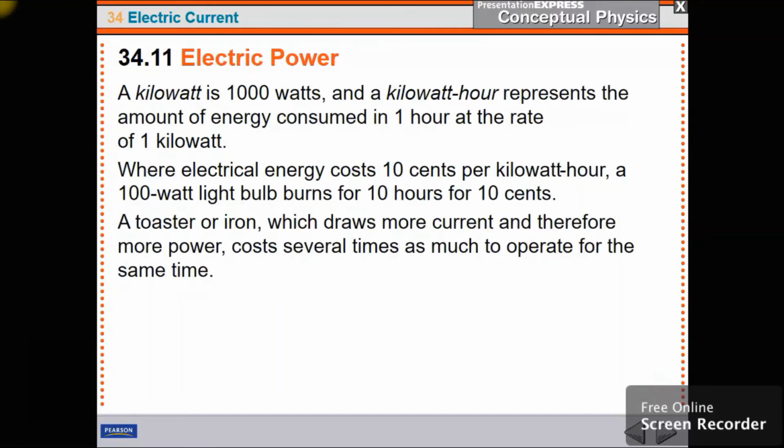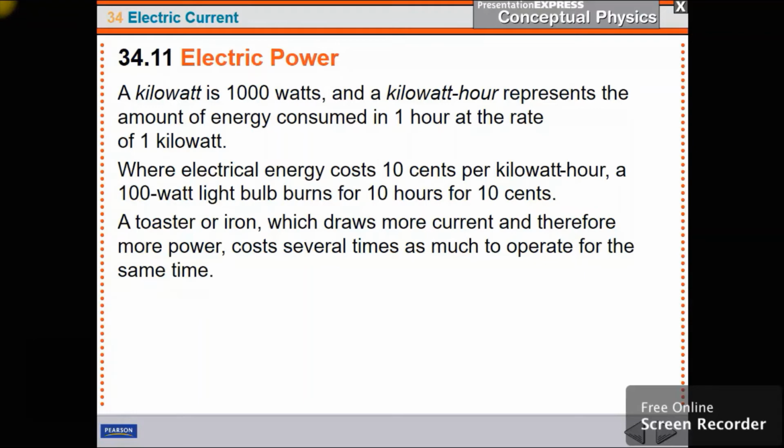Oh, here we go. A kilowatt is 1,000 watts, just like a kilometer is 1,000 meters. So kilowatt is a name that you have to know. And now we talk about a kilowatt hour. A kilowatt hour represents the amount of energy consumed in 1 hour at the rate of 1 kilowatt. And that's how electricity is priced.